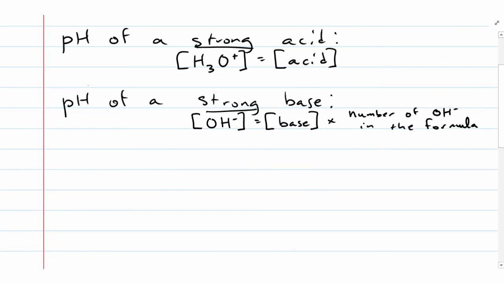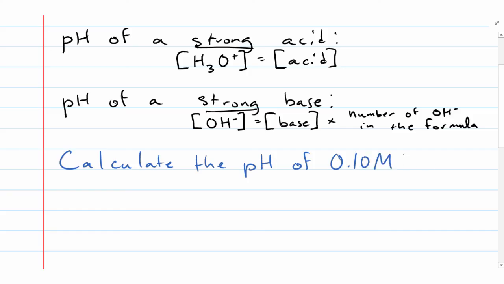So then what we're going to do is this. We're going to do three calculations to show how they're used. First one we're going to do is we're going to calculate the pH of 0.10 molar hydrochloric acid. If we had to classify HCl, HCl would be classified as a strong acid.